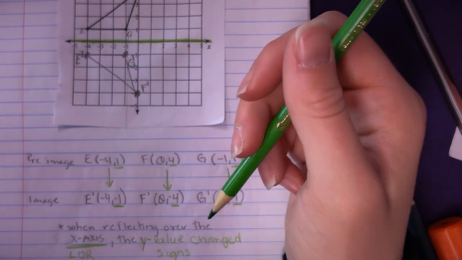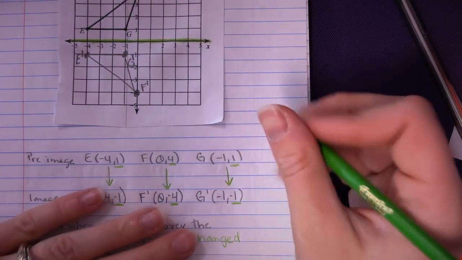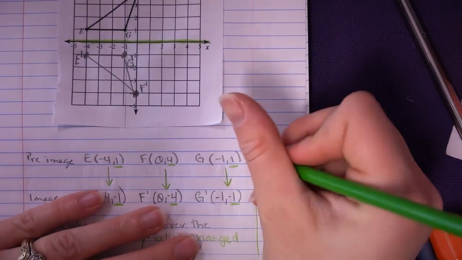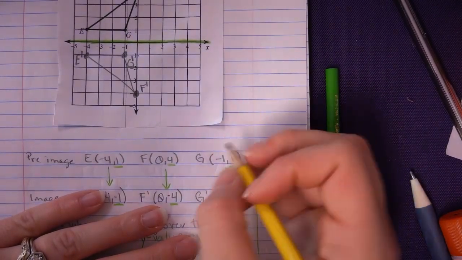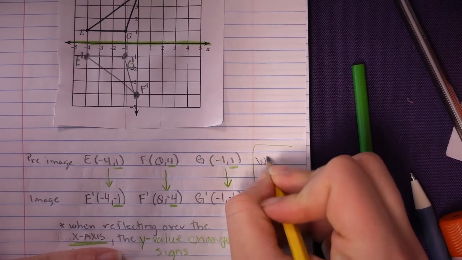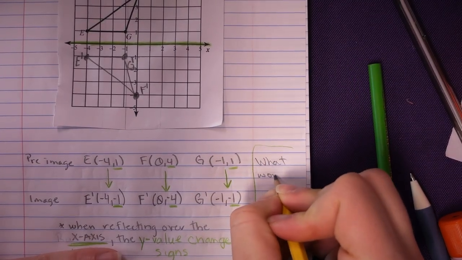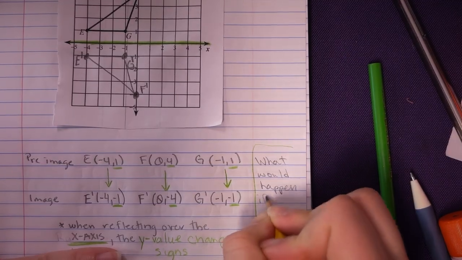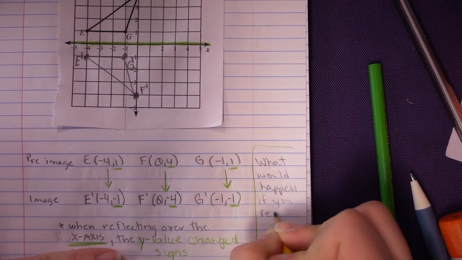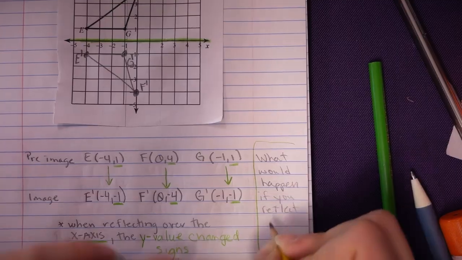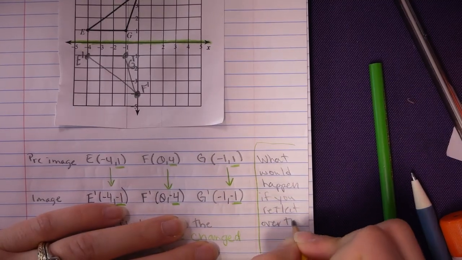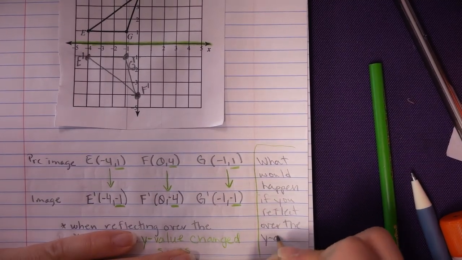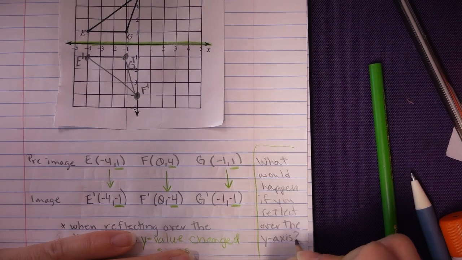So maybe on a piece of scratch paper, right, we could ask ourselves this question. What would happen if you reflect over the y-axis, right?